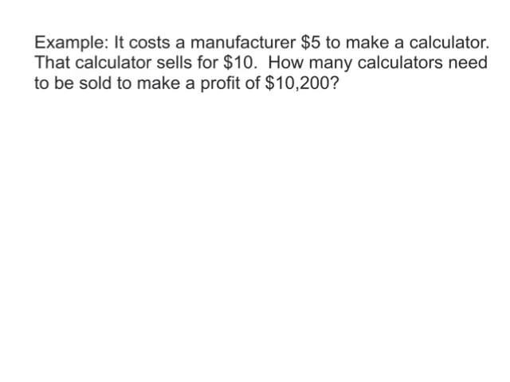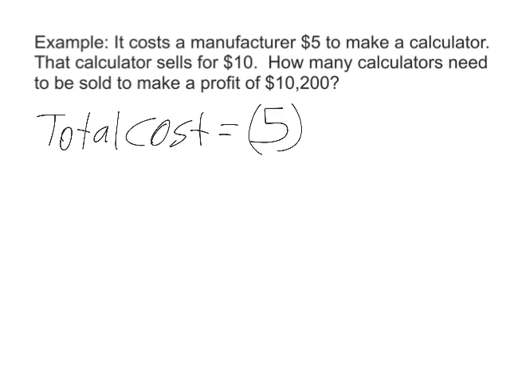It costs a manufacturer $5 to make a calculator. That calculator sells for $10. How many calculators need to be sold to make a profit of $10,200? All right, let's go ahead and set this up. Our total cost is going to be the per item cost of $5 times the number of items, which would be x. So if we drop the parentheses, that's just simply going to be 5x.